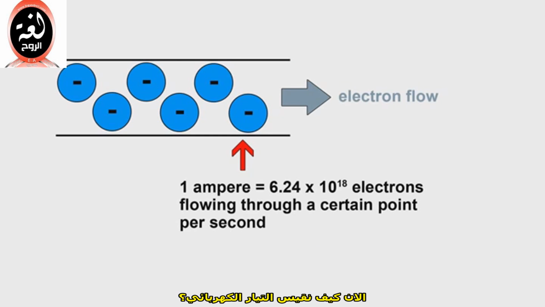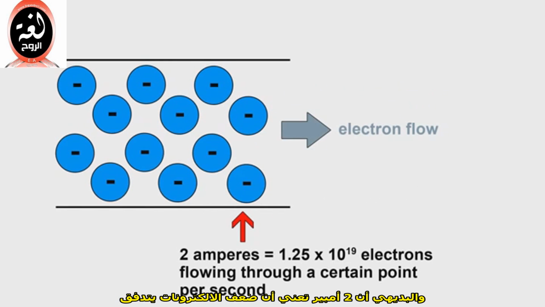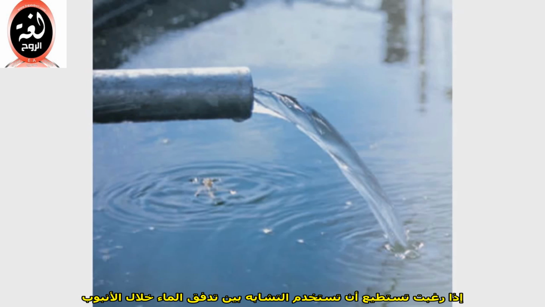Now, how do we measure electric current? Well, you've probably heard of the term amp, which is short for ampere. An ampere refers to the amount of electrons that are flowing per second through something that conducts electricity. 1 ampere is equivalent to 6.24 times 10 to the power of 18 electrons flowing per second. You don't really need to memorize that number, but you should understand that electrical current refers to the amount of electron flow, and that 1 amp means that a lot of electrons are flowing. And obviously 2 amps means that twice the electrons are flowing. And if you want, you can use the analogy of the amount of water flowing through a pipe.